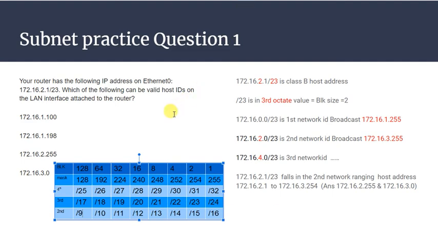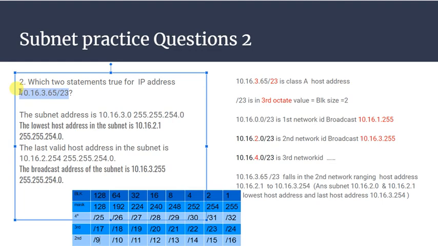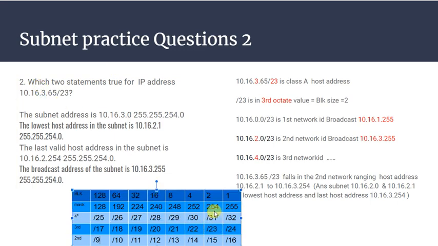We will move on to the next question, and let us be a little faster on it. The next question is about which two statements are true for an IP address. There is an IP address given, and it is on a /23 subnet. Again the same logic: /23 is in the third octet, and then we will write down the network IDs.